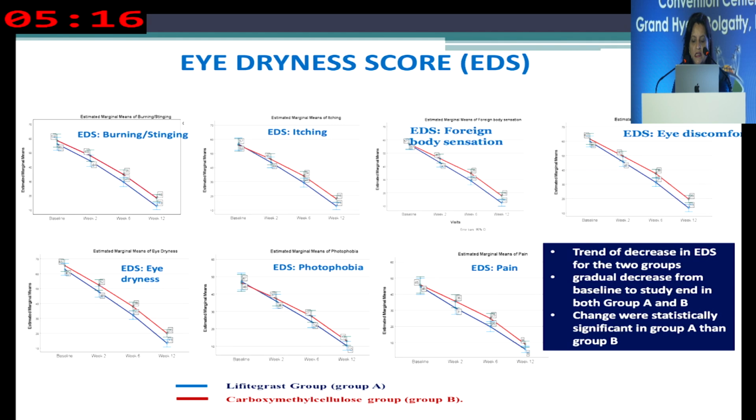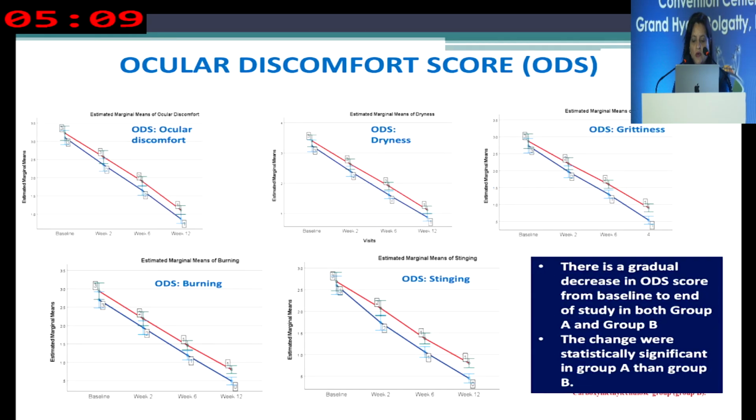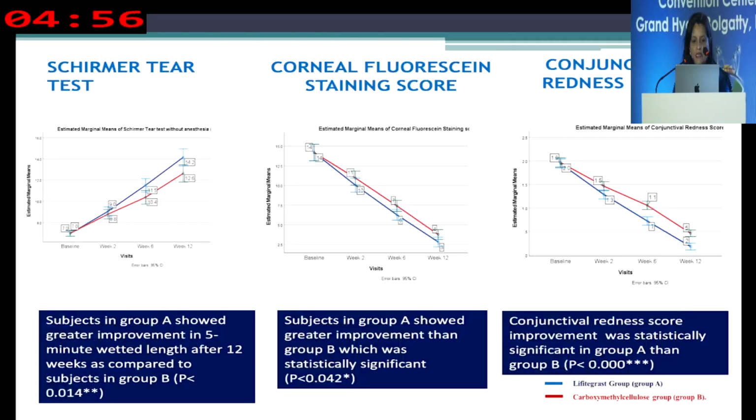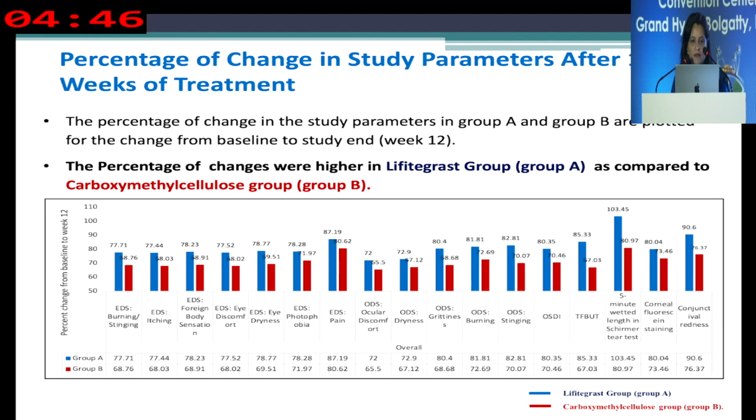There was a gradual decrease from baseline to study end, and this was significantly more with liftigrast than with the placebo. Likewise, there was a gradual decrease in the ocular discomfort score, which was again significant with liftigrast as compared to CMC. And so was the tear film breakup time, where again it was significantly better. In terms of Schirmer tear test, the corneal fluorescein staining score, and conjunctival redness score, all of them were statistically significantly better with liftigrast than with CMC.